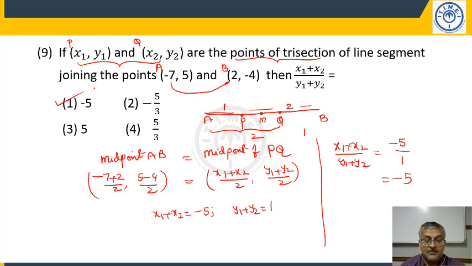The idea of this problem is that if P and Q are the points of trisection of the line segment AB, then what is the logic? Points of trisection means it divides AB in the ratio 1 is to 2 or 2 is to 1. So here the midpoint of AB is always equal to the midpoint of PQ. So the value of x1 plus x2 by 2 is equal to minus 5 by 2 and y1 plus y2 by 2 is 1 by 2. So x1 plus x2 is minus 5, y1 plus y2 is 1. So x1 plus x2 by y1 plus y2 is minus 5.